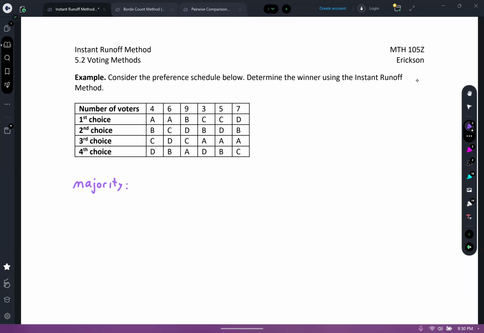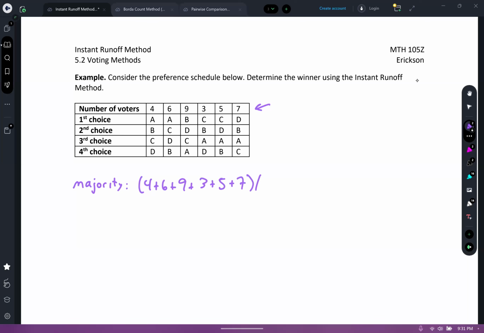Since majority means slightly more than half, we have to first determine how many total votes were cast, divide that by 2, and then a majority would be slightly bigger than that. So as I mentioned, 4 voters ranked in this way: A first, B second, C third, and D fourth. So that column represents 4 voters, and then 6 voters in the next column, 9 voters in the third column, and so on. So to find the total number of votes cast, we just have to add all of the numbers in this first row.